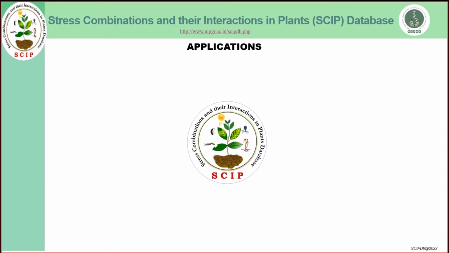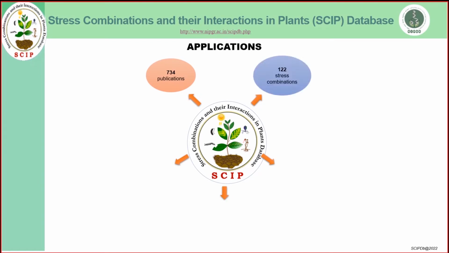The SCIP database comprehends the research on the impact of various stress combinations on plants covered in 734 publications on 122 stress combinations, which show the study on 325 organisms, including plants, pests, pathogens, and the insect vectors. The SCIP database also hosts information on 29 transcriptome analyses under the combined stress conditions, and also gives an account of 107 traits affected by the various stress combinations in plants.